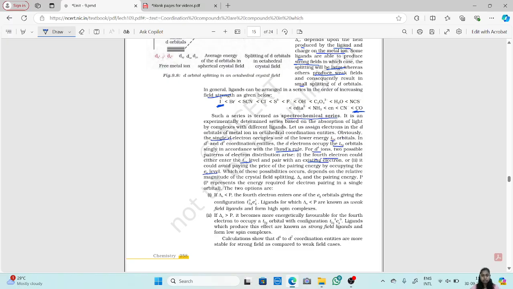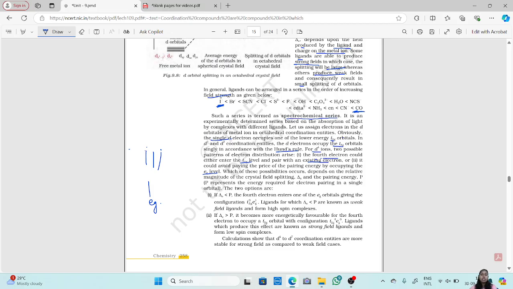So there are two patterns. Now the fourth electron could either enter the t2g level and pair up with an existing electron. Since there are 4 electrons, that means 3 will be unpaired. Now the fourth electron can pair up with any of them, or it can avoid paying the price of the pairing energy, because to pair up a lot of energy is required. It can avoid that energy and occupy the lower eg level.